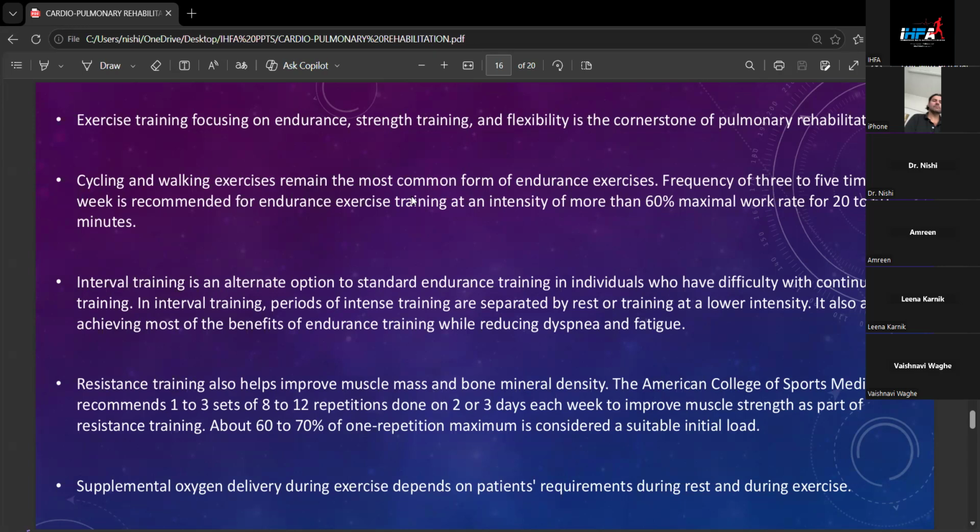According to the ACSM guidelines, it has to be done 1 to 3 sets for 8 to 12 repetitions, 2 to 3 days a week to improve the strength of upper limb and lower limb, and the amount of load will be 60 to 70% of 1 RM.